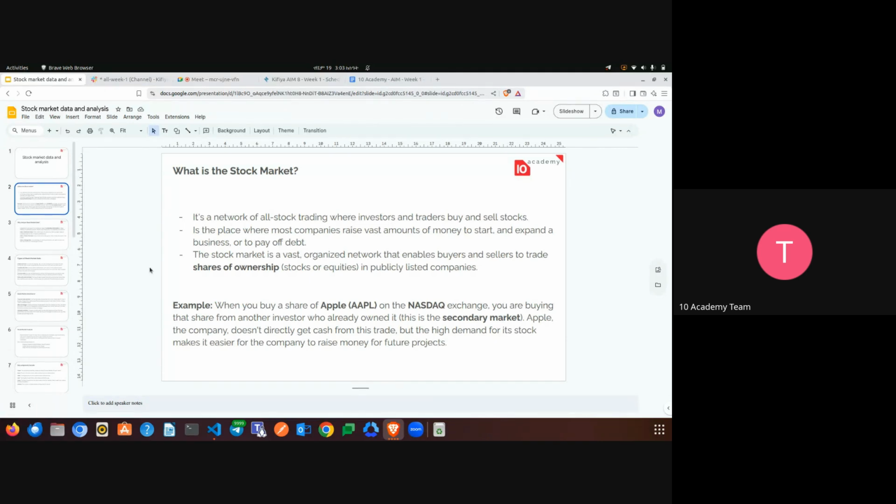For example, when you buy a share of Apple, you are buying that share from another investor who already owned it, like in a secondary market. Apple, the company, doesn't directly get the cash from this trade, but high demand for its stock makes it easier for the company to raise money for future projects.